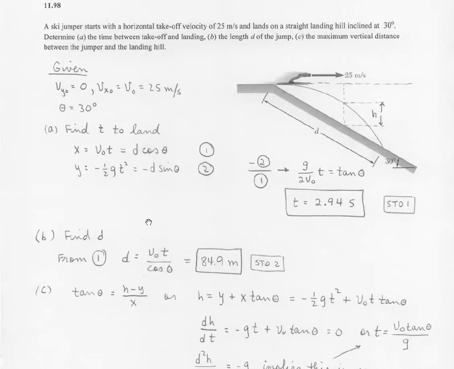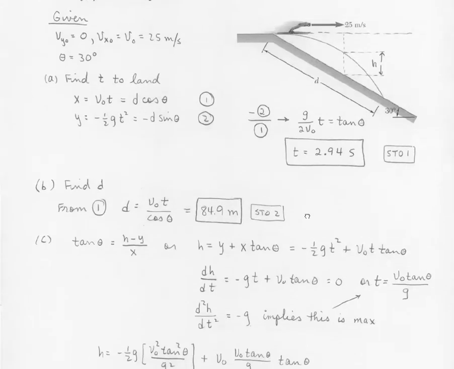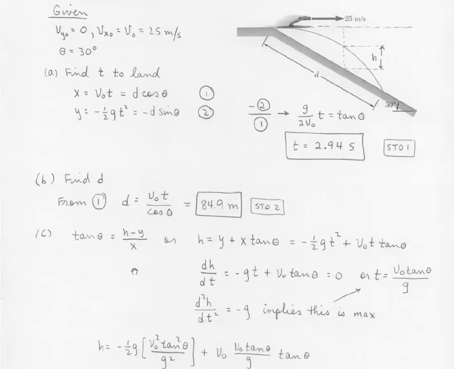For the B part, we're to find the distance d. We can go back to equation 1 right here, put in the time and solve for d, and we get 84.9 meters. Each of these numbers I'm storing in places on the calculator, so I store their unrounded value. Now to find the C part, we're trying to find the maximum height between his projection and the hill, and we're just going to assume some position out here, and I'm going to call h the maximum height that we're after.